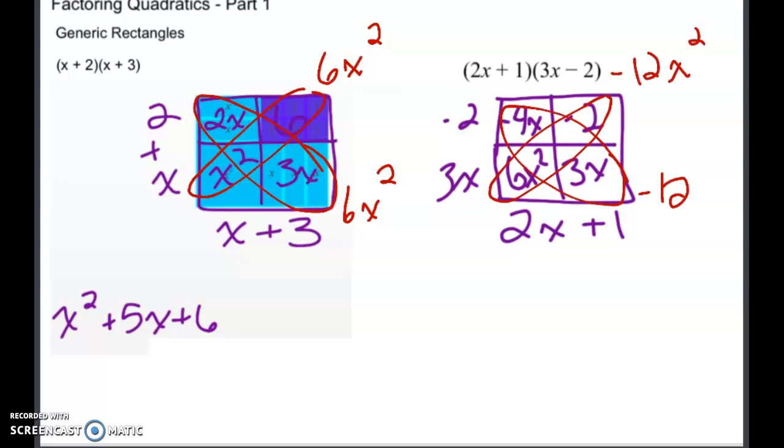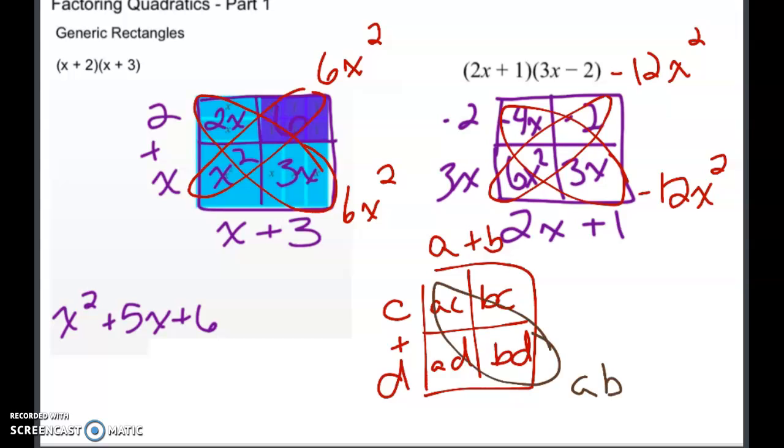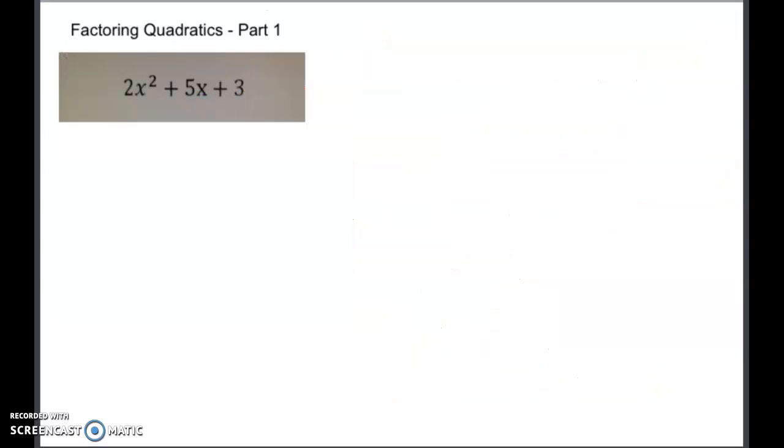Maybe you're wondering why this works. Well, let's look at a generic case where we're multiplying a plus b times c plus d. When I multiply out each region and take a look at the diagonals, I end up with the same terms. Now we have enough tools to go ahead and factor a quadratic.